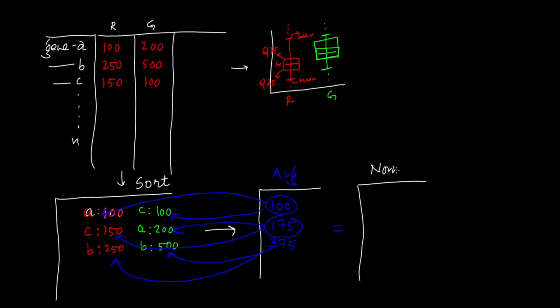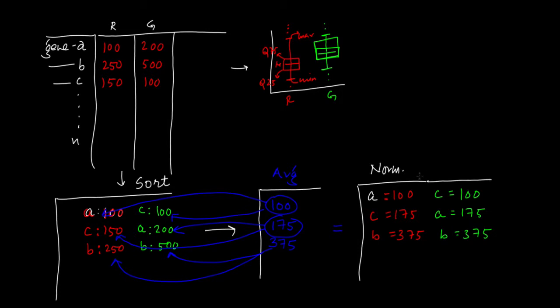This is normalized data. My A gene will have the value 100, and my C gene is having the value 175. My B gene is having 375 in the first column. In the second column, C is my 100 again, A is 175, and B is 375. So what do you see here?